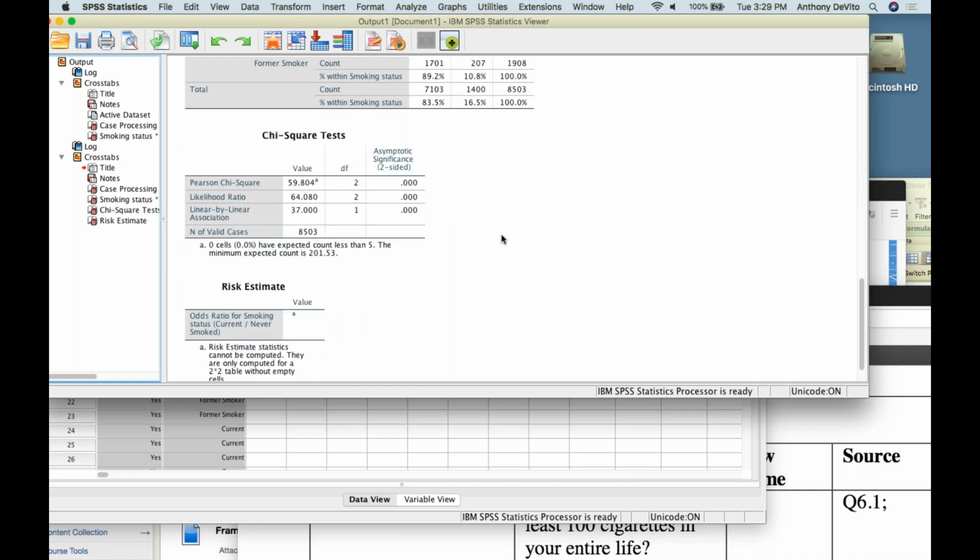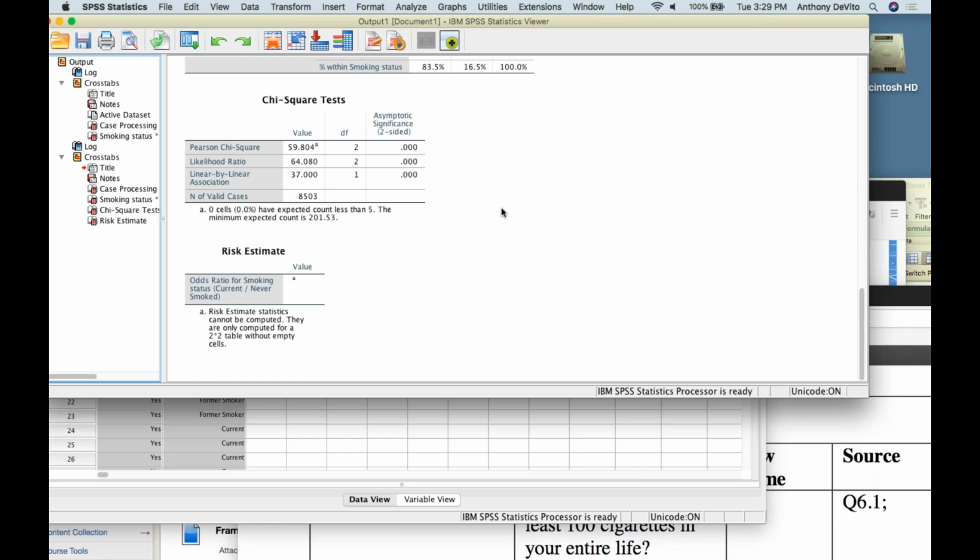I have no idea what that means, right? This kind of thing might come up and you say to yourself, gee, let me think about this. What does this mean? Now, remember, I also clicked off risk, which would ordinarily give me an odds ratio and a relative risk, another table. What does it say there? Risk estimates cannot be computed. They are only computed for a 2x2 table with no empty cells, right?